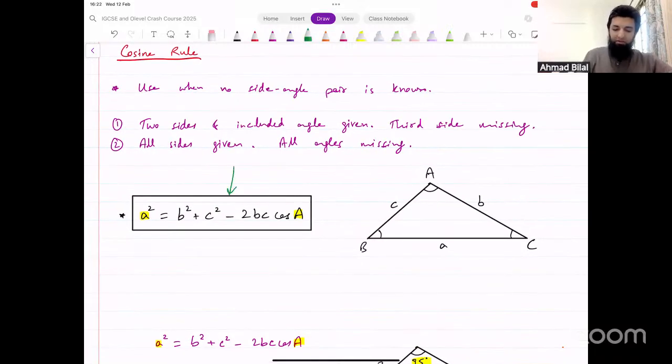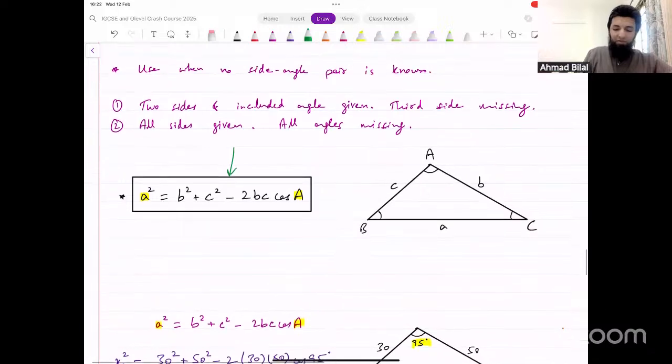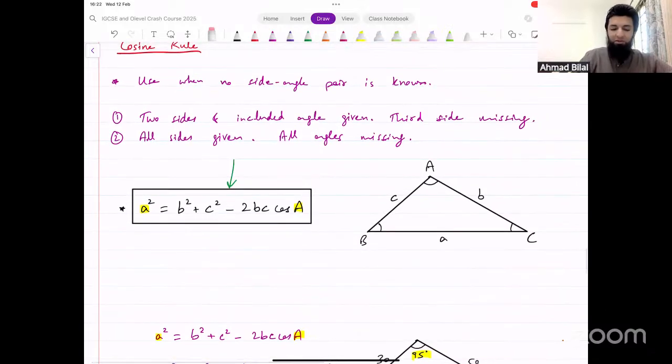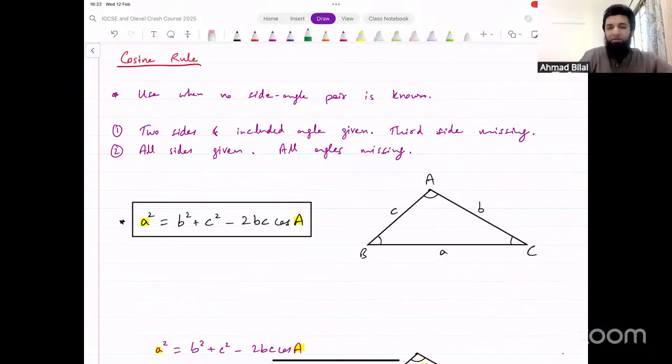like this: a squared equals b squared plus c squared minus 2bc cos A. When do you use this? Generally, you use this when you don't have any side angle pair given in a particular situation. There are two cases that you would see in this case when you have to use cosine rule. Number one, when you have two sides given and the included angle given. Included angle is the angle between those two sides. So if you have B and C given and the angle between them given, then you can use cosine rule.